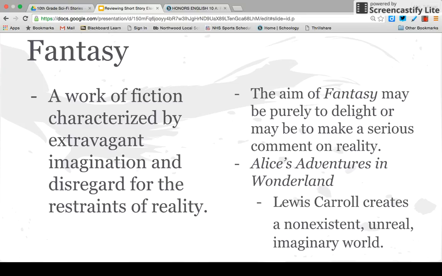The aim of fantasy is usually to make us happy, but it also can be used to make comments on serious matters of our reality. So an example of fantasy would be Alice's Adventures in Wonderland. Lewis Carroll, who's the author, creates a world that isn't real in this amazing imaginary world.